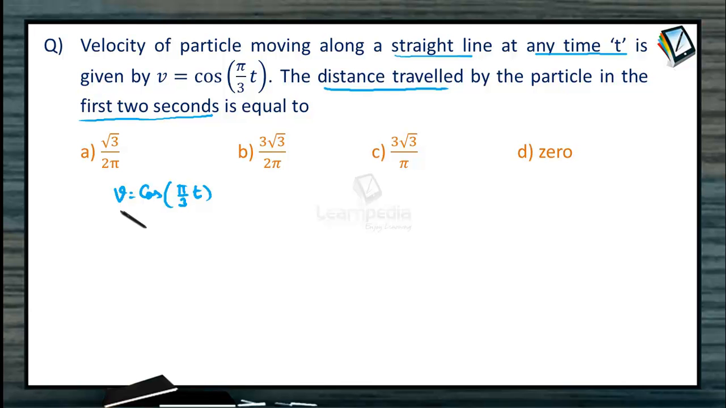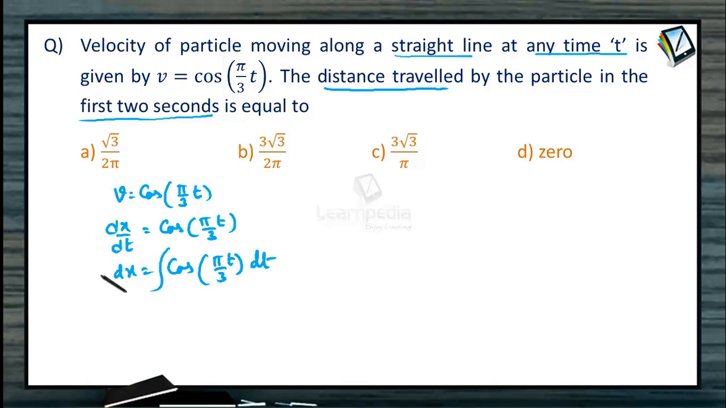Immediately write velocity as a function of displacement. So dx/dt is equal to velocity v. So I replace v with dx/dt, equal to cos(πt/3). Now what can you do? All t terms on one side, leftover terms on the other side. dx is equal to cos(πt/3) dt.